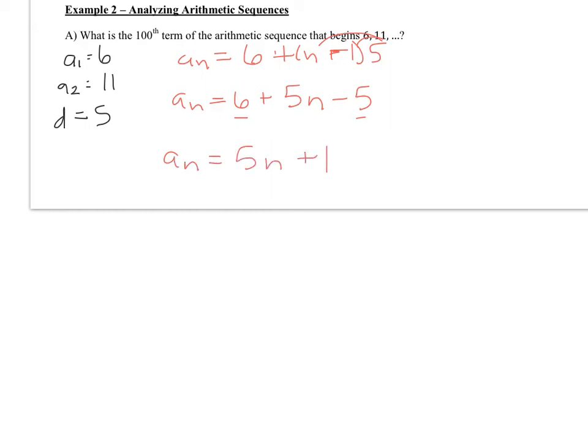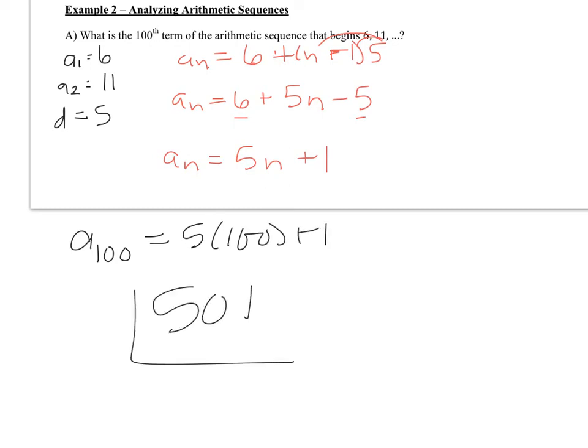Again, I can check. If I plug 2 into my equation, is it equal to 11? 5 times 2 is 10 plus 1, that works. So now I'm going to use that to figure out my 100th term. Putting a little 100 here because that's my 100th term. Now I can do 5 times 100 plus 1. So it would be 501, the value of my 100th term in this question.